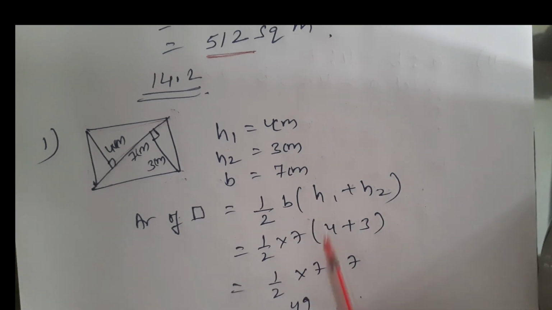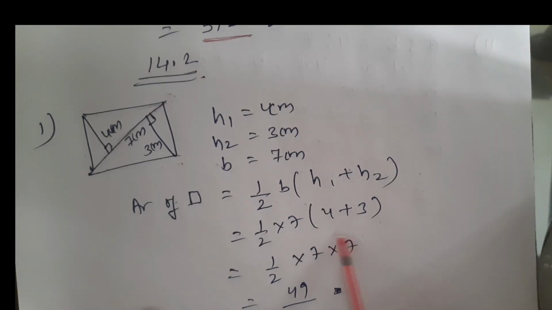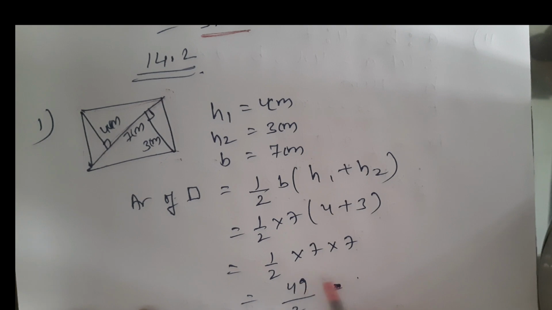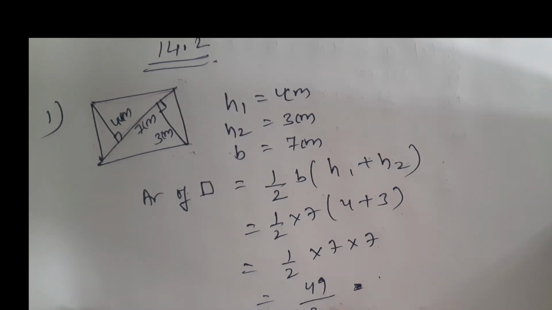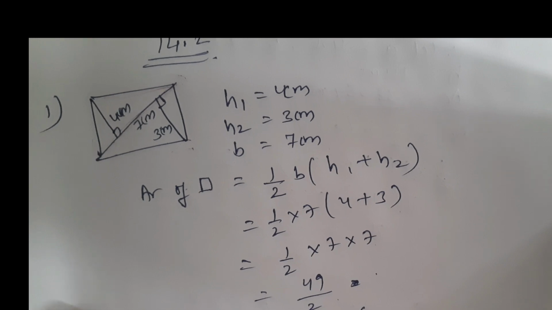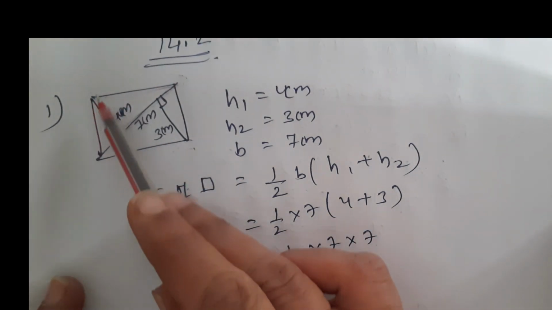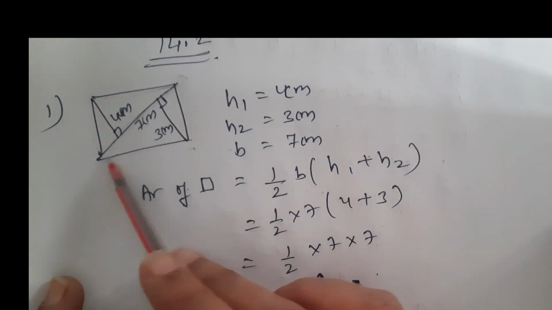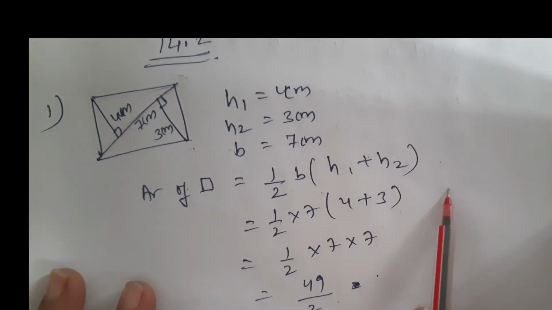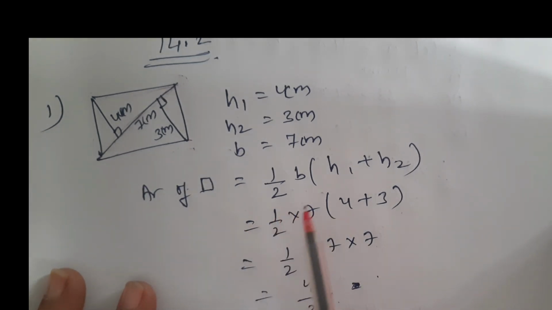Half, base is 7, h1 is 4, h2 is 3. Adding both, 7, half, 49 divided by 2 is 24.5 square centimeter. Thus the answer is 24.5 square centimeter. Only the thing we did, we considered the figure and then how many parts it got divided. We need to consider that and finally that to be added. Okay, here two triangles were there. So commonly we took base common and then height to be together. So this is the formula of quadrilateral where the base is common.